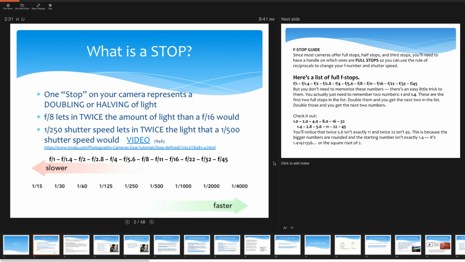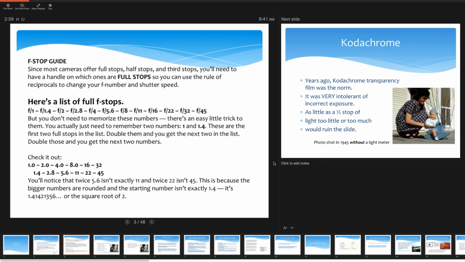And because of that, you have a variety of ways of setting your camera to get a good exposure. So the f-stops, the full list is right here, and again, it's kind of confusing. But if you remember this first number and you double it, it goes 1, 2, 4, 8, 16, 32. That actually kind of makes sense. And the second number, 1.4 doubles to 2.8, doubles to 5.6. So they do kind of make sense when you look at it that way.